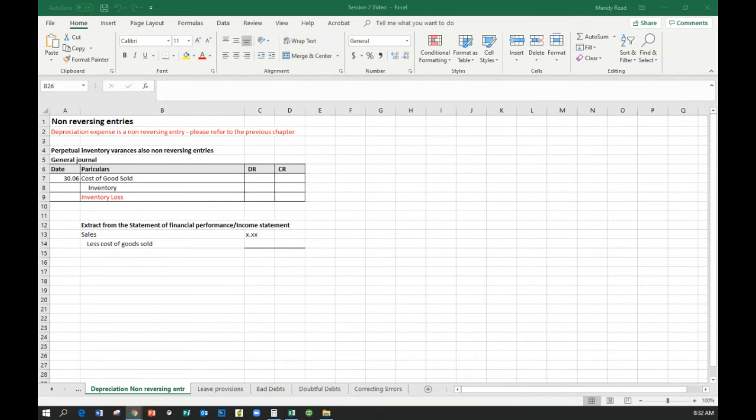We also have another non-reversing entry, and this is for our inventory. We're not talking about a periodic inventory system. We are talking about a perpetual inventory system. Remember, a perpetual inventory system is a system whereby stock counts are not done on a regular basis because we've got the use of barcoding. So when customers purchase items, they're barcoded out of the store. When stock comes in, it's barcoded in.